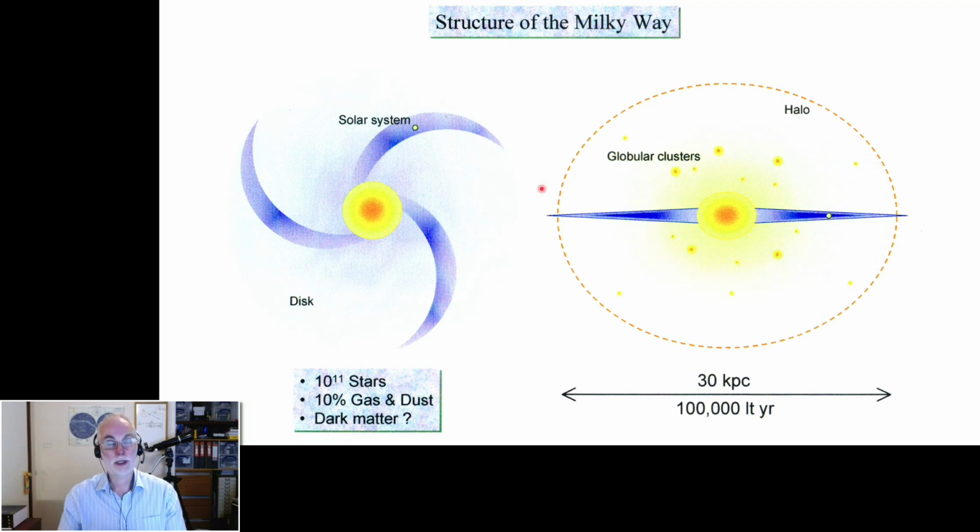Over on the right, we're looking at the galaxy from the side. So we're now seeing an edge-on view of the spiral arms of the disk. And surrounding that, we've got the core in the middle again, and then surrounding that, we've got the tenuous halo of the galaxy, which is a sort of ellipsoidal cloud of tenuous gas containing some clusters, the globular clusters of older stars.